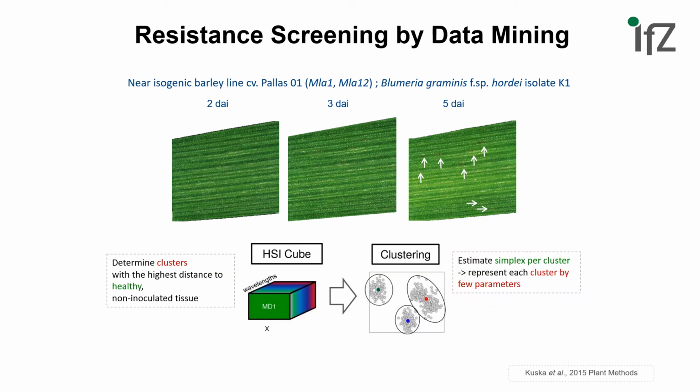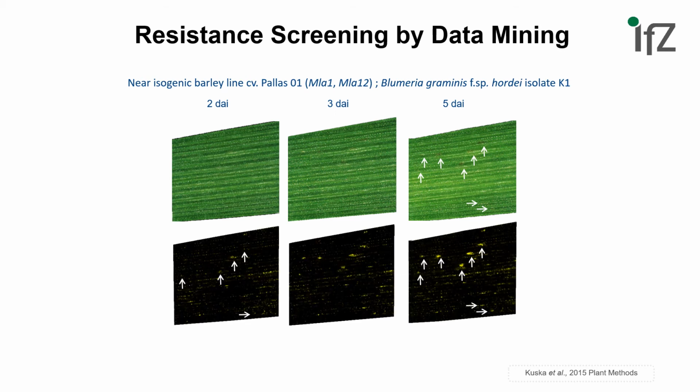So we started using our hyperspectral data cube, transforming the data into a matrix. We determined clusters with the highest distance to healthy, to the non-inoculated tissue, and estimated a simplex per cluster, which represents each cluster by few parameters. And with this approach, we were able to identify and localize at a very early time point the hypersensitive reactions, seen here by these yellowish dots on the leaf, and by this it was possible to perform an automated phenotyping task of the host-pathogen interaction.